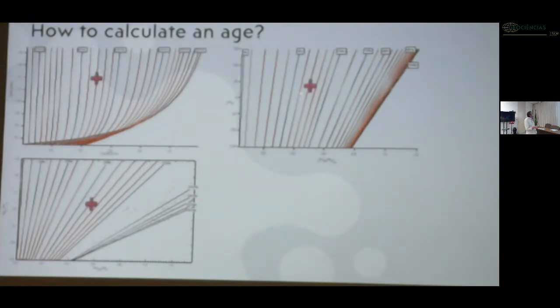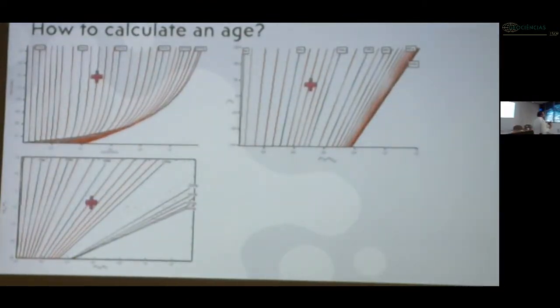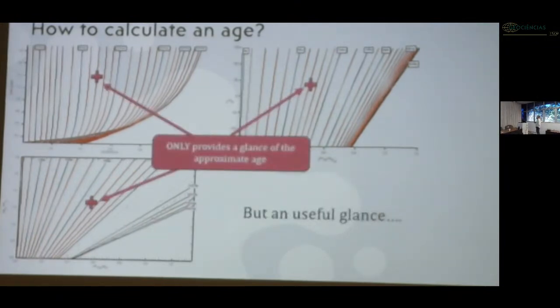So it'll tell you, oh, I have this composition, this is somewhere around 75,000 years old. But it'll only give you an idea. It's not really what we really want.